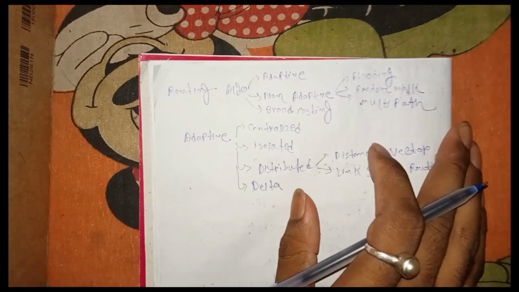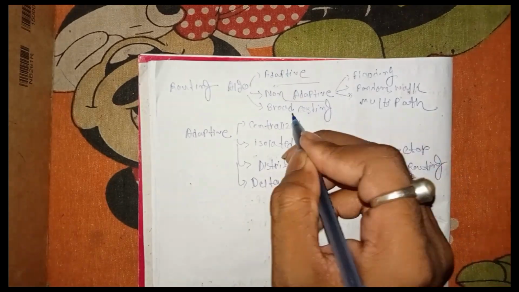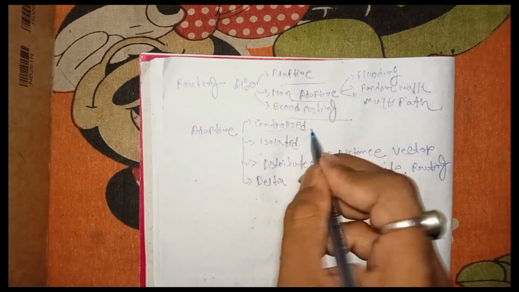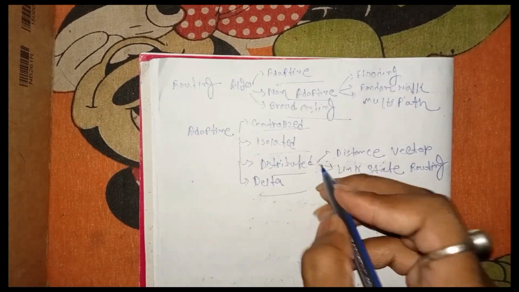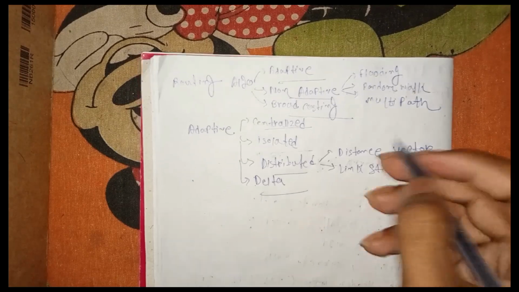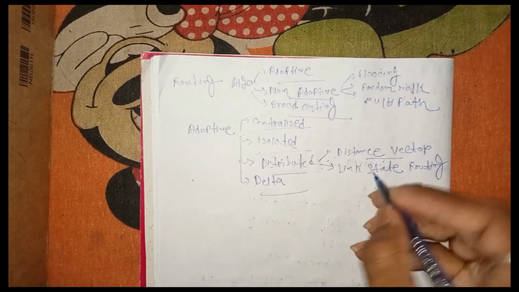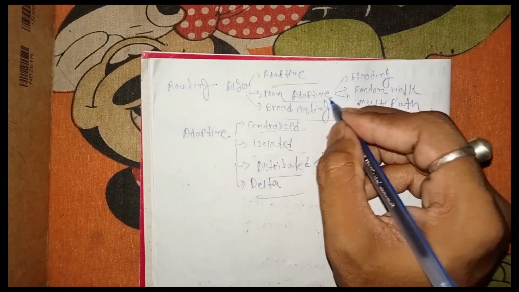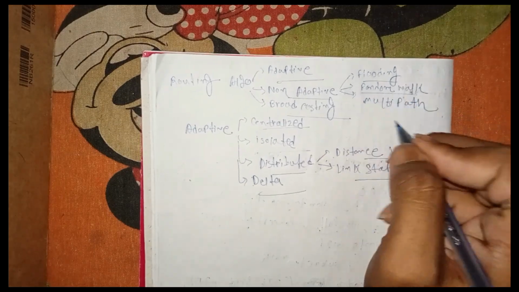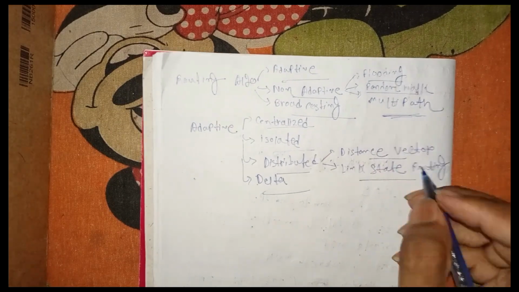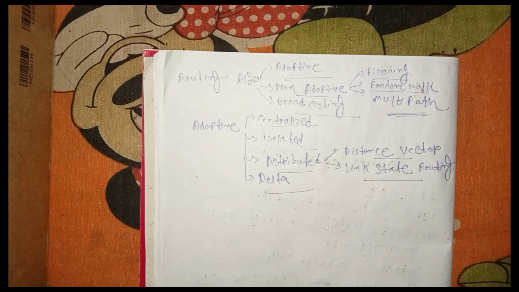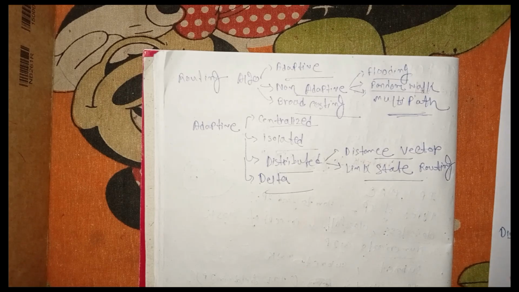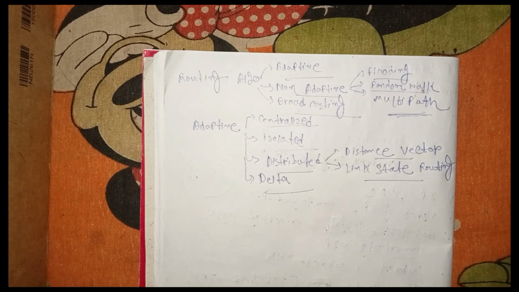This is the architecture of routing algorithms: adaptive, non-adaptive and broadcasting. In adaptive we have centralized, isolated, distributed and delta. Distributed is the topic for the Makaut syllabus, and in distributed we have distance vector and link state routing. In non-adaptive, flooding and random walk are important, but multipath is not important. For now we have some concepts on how we can find the routing.